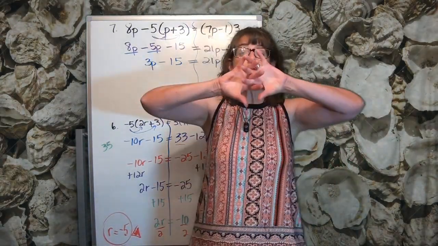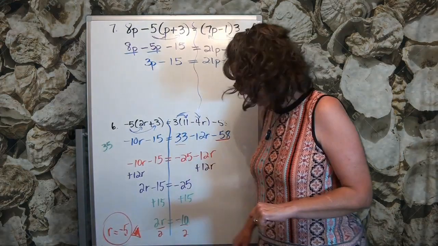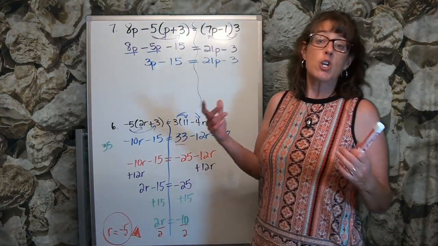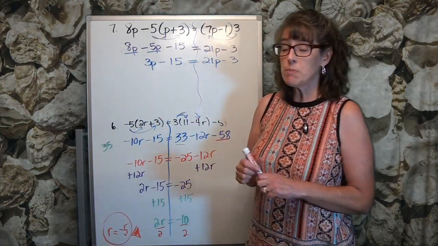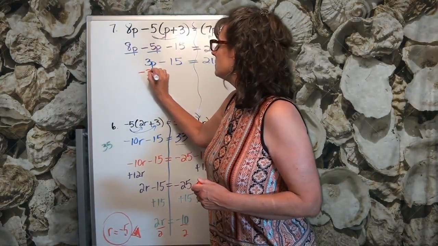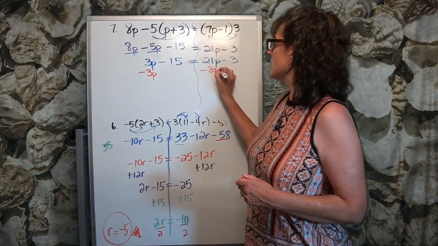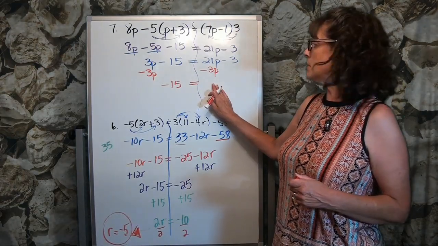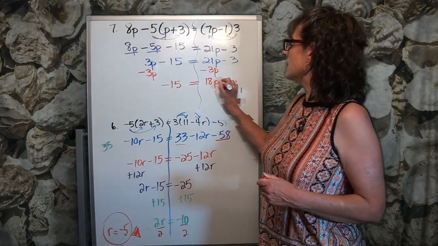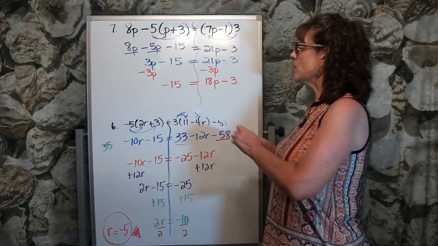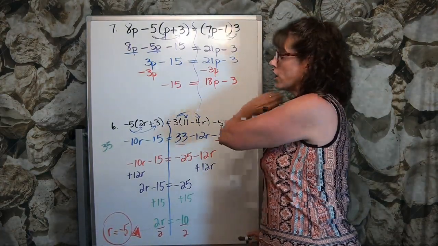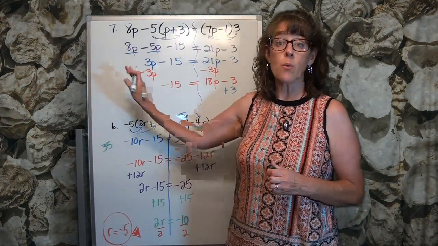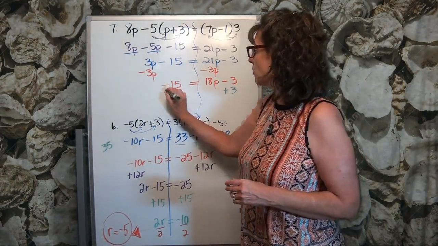So it is now time to separate those variables and constants. And as we've said many, many times, it does not make a difference which side you put them on. So I think I'm going to take the 3 p's out of this pan and do the same thing on this side. That will give me a negative 15 over here. And on this side, 21p minus 3p will give me 18p. I sent all my variables on this side, so now all my constants have to go to the other side. So I'm going to add 3, because when you go across that wall, you have to do the opposite in order to get across.